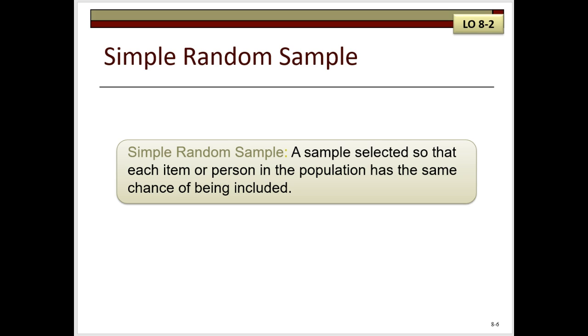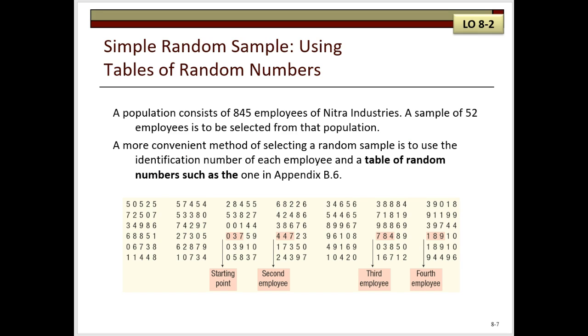In the following slides, we'll show examples of how the sampling methods are utilized. Using a table of random numbers is a convenient way of selecting a random sample. On this slide is a portion of a table of random numbers. Let's say you have a population consisting of 845 employees, and a sample of 52 employees is to be selected from this population. Using the table of random numbers to select the 52 employees necessitates assigning sequential numbers from 1 to 845 to all of the employees of the company.